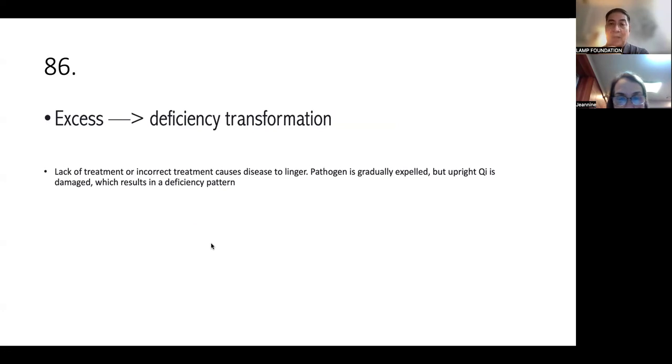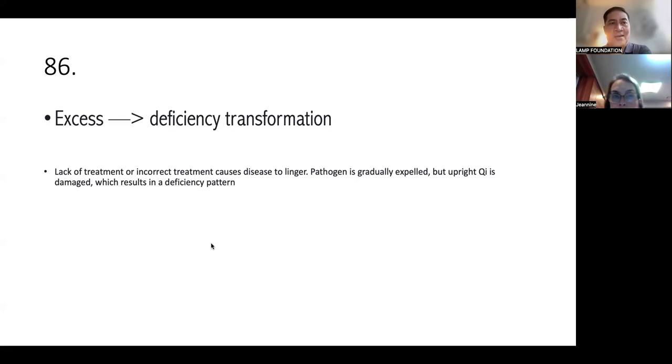Yes po. Na-expel mo yung pathogen kasi pinalis mo lang, pero na-damage na yung upright chi. That's why your module 6 is treatment principles, no? And that's actually the most game-changing module. This is where you compress everything. Ay, oo nga pala, no? Everything, they should have known these things.